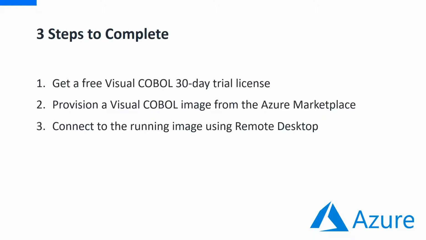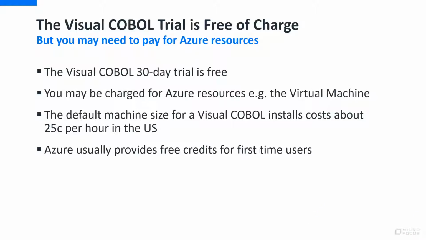If you don't have an Azure subscription, you'll need to sign up, and we'll show you how to do that later. Keep in mind, although the Visual COBOL software trial is provided free of charge, using Visual COBOL in Azure will mean you're using Azure resources, and you may be charged for these. The default machine used for Visual COBOL costs in the region of about 25 cents per hour in the US. If you haven't used Azure before, you may receive free credits when you sign up.